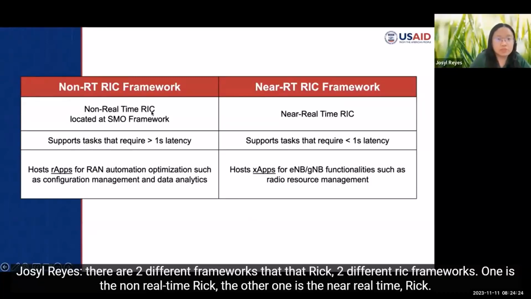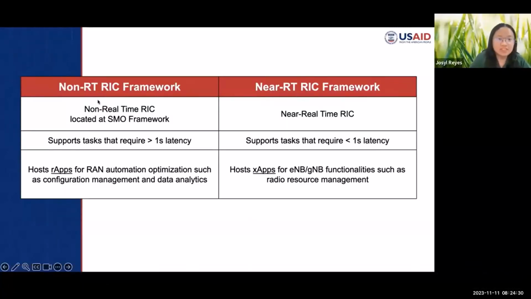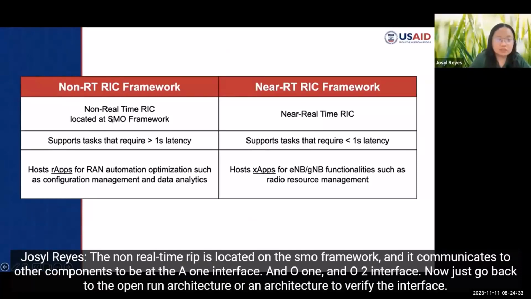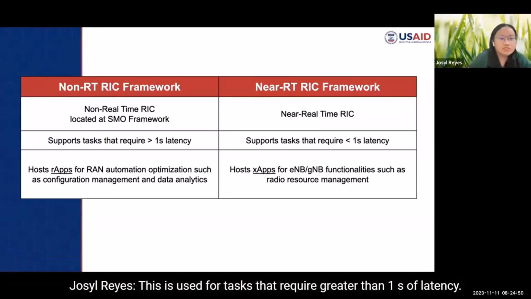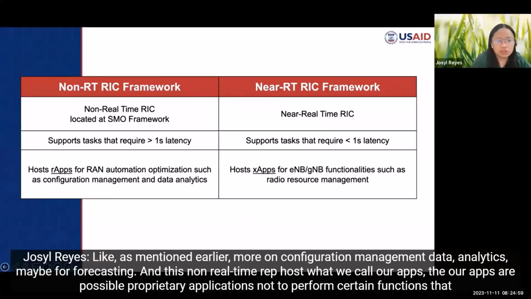Okay, so there are two different RIC frameworks. One is the non-real-time RIC. The other one is the near real-time RIC. The non-real-time RIC is located on the SMO framework, and it communicates to other components via the A1 interface and O1 and O2 interface. Just go back to the Open RAN architecture to verify the interface. This is used for tasks that require greater than 1 second of latency, like, as mentioned earlier, more on configuration management, data analytics, maybe for forecasting.